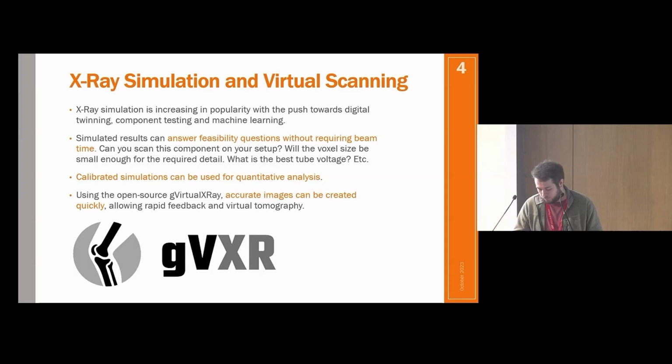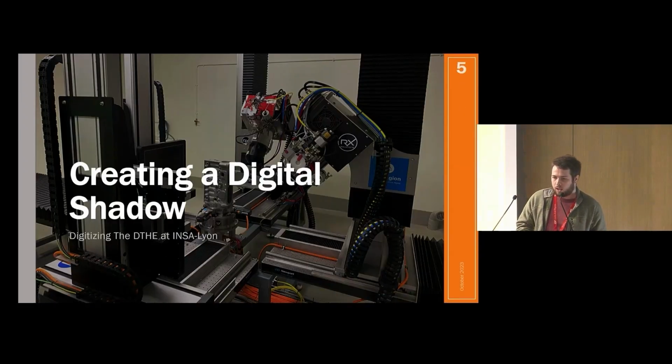So I got the great opportunity to go to Lyon 2 months ago, well, actually 3 months ago, in July, and we managed to make a digital shadow of their DTHE system. This is a dual source, dual detector system, which just sort of crossed. As we were there, one of the sources broke, so we only got to characterize half the system. And we were working to make a digital twin.